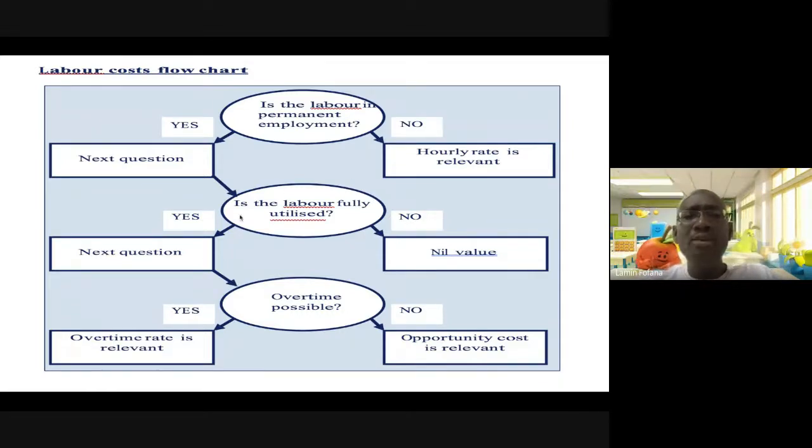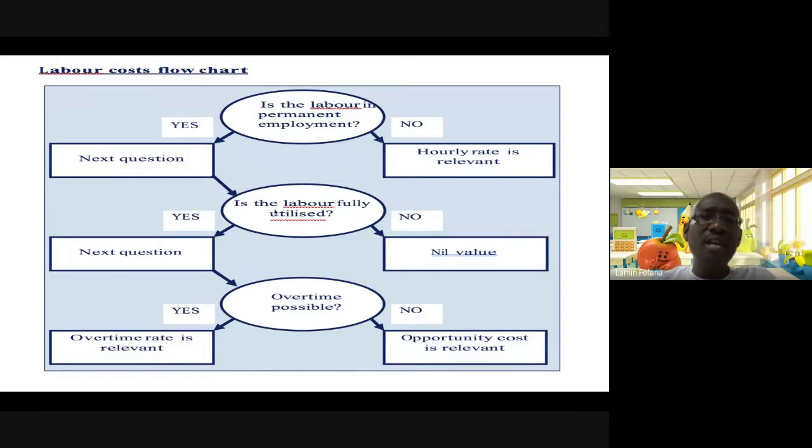Whether your staff work on this order or not, you still pay them salary. So don't charge their cost to the order. You'll inflate the order price. You understand? So if the labor is not fully utilized, nil value on the order. Don't charge the cost of the labor to the order.